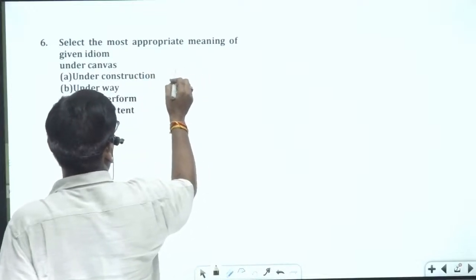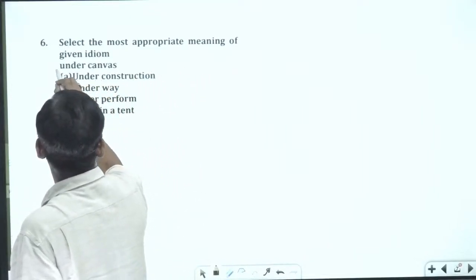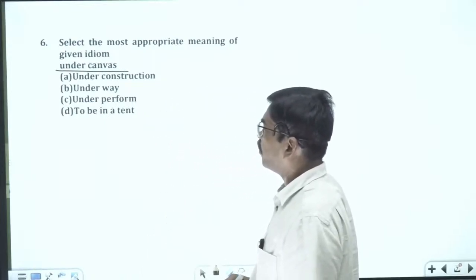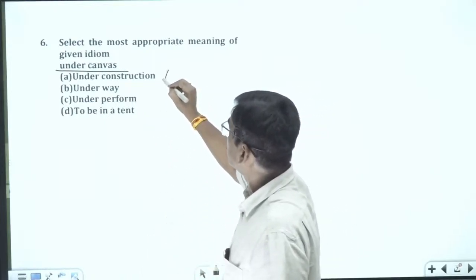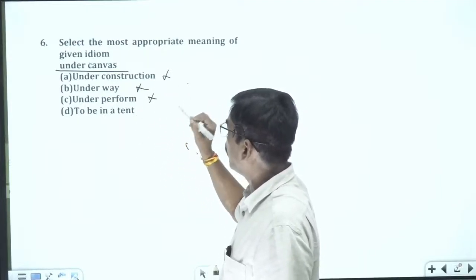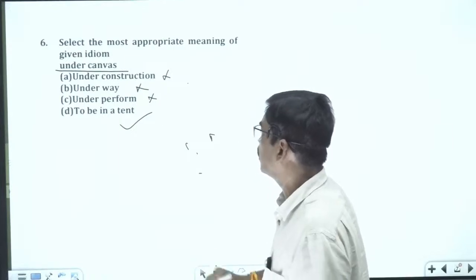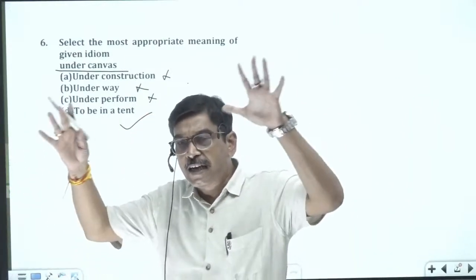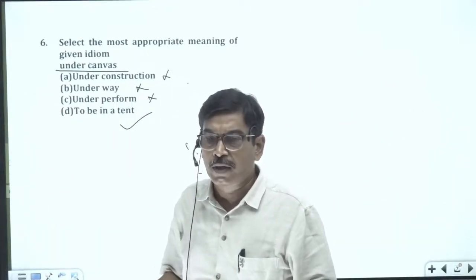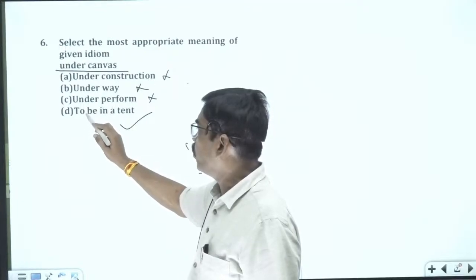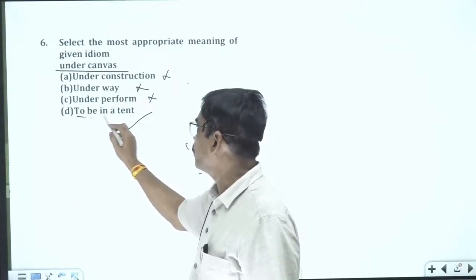Select the most appropriate meaning of the given idiom: under canvas. We all know that under canvas is not under construction, not underway, not underperform, not at all. It means to be in a tent. That's like covering something, providing shelter to someone. That is called under canvas. So the only appropriate option is to be in a tent.